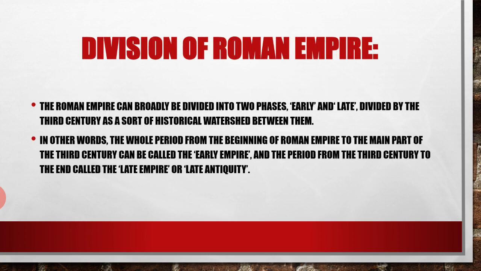Now the division of the Roman Empire. The Roman Empire can broadly be divided into two phases, early and late, divided by the 3rd century as a sort of historical watershed between them. In other words, the whole period from the beginning of the Roman Empire to the remaining part of the 3rd century can be called the early empire, and the period from the 3rd century to the end is called the late empire.